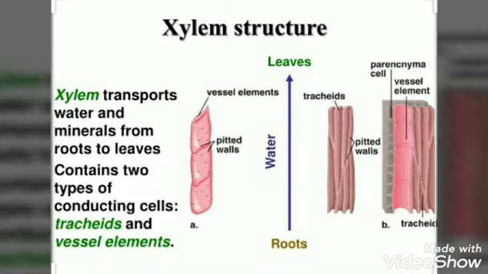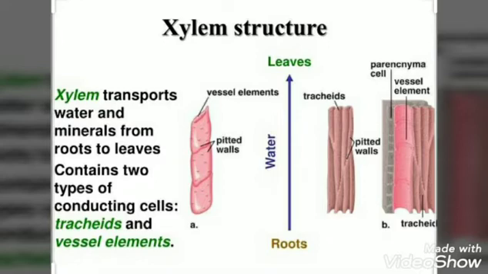Now the tracheids are elongated tube-like cells with hard, thick cell walls, and they have large cavities. So their main function is conduction of water and to provide the mechanical strength to the plant. Since the protoplasm is absent in them, these are dead cells.